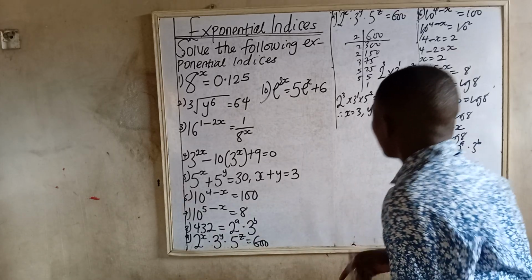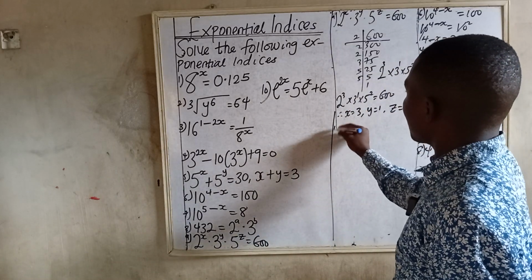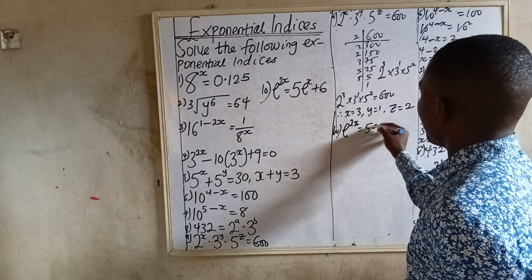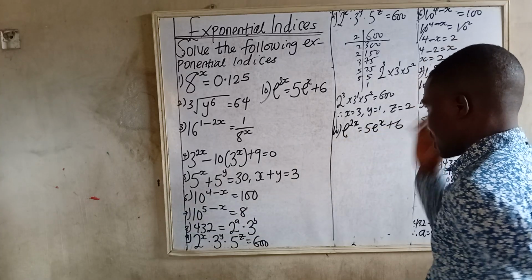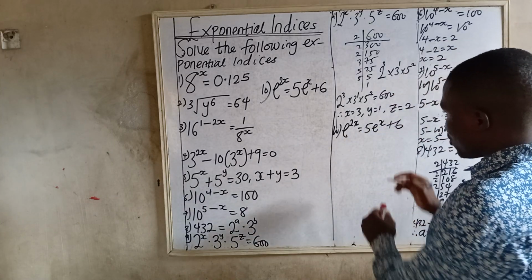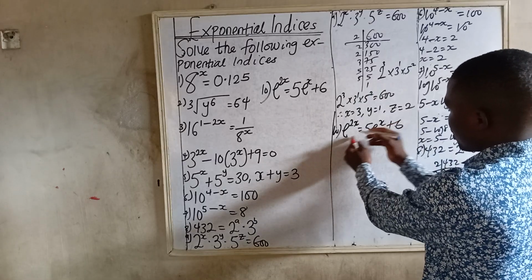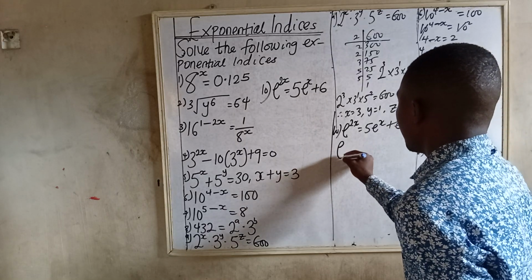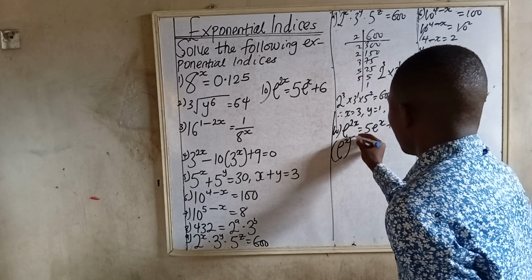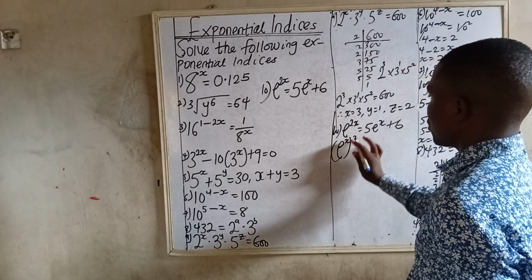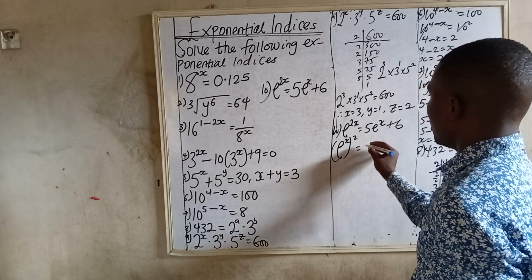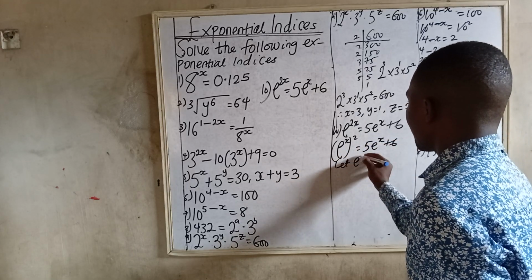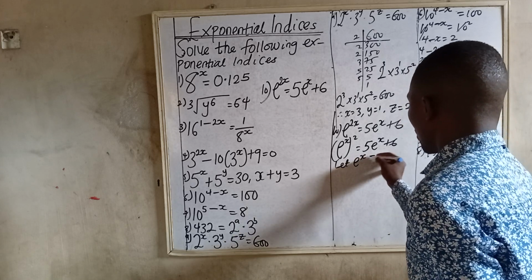The last question here, we have e to the power 2x is equal to 5 e to the power x plus 6. Now, we can see something: e raised to the power x. So let's try to equate it. If we do it like this, e raised to the power x, we have not changed anything, 2 times x, we have not changed anything here. Then here too we have 5 e raised to the power x plus 6. So let's say let e raised to the power x be equal to any letter.